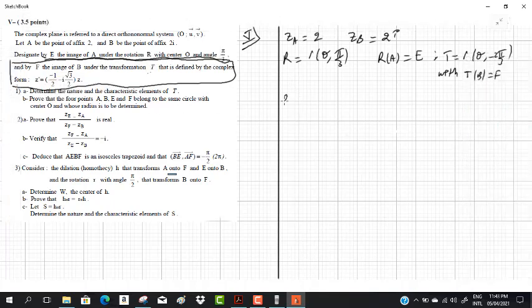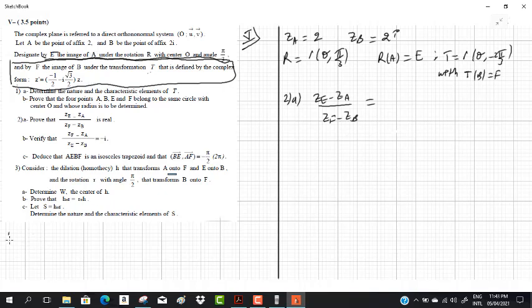Part 2a. Prove that ZE minus ZA over ZF minus ZB is a real number. We have first to find ZE and ZA. E is the image of A by R.